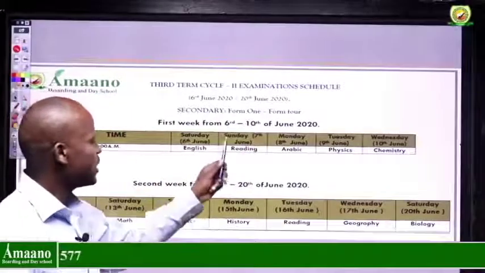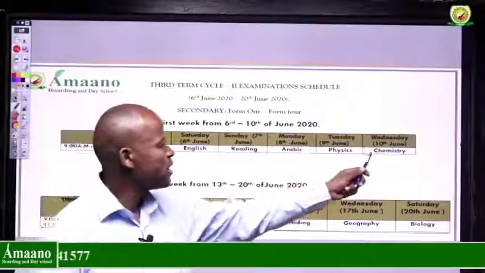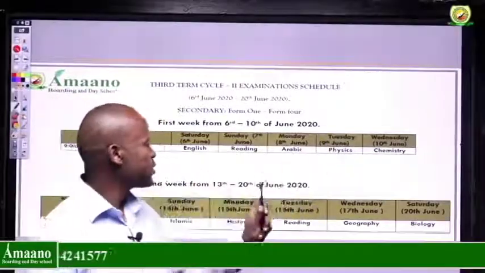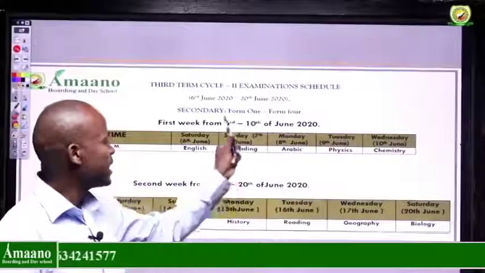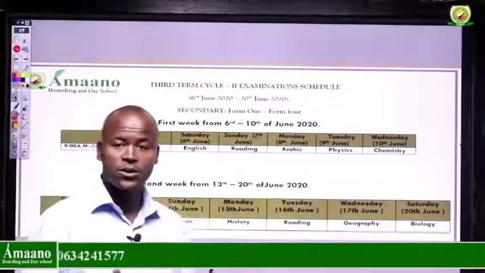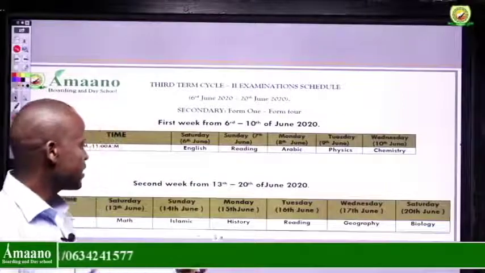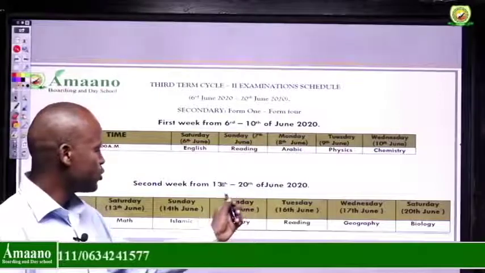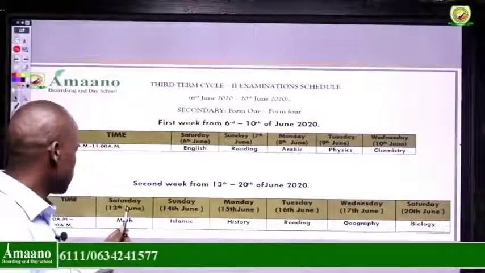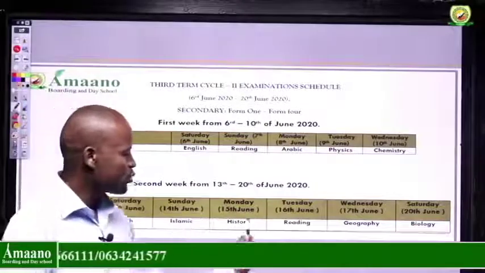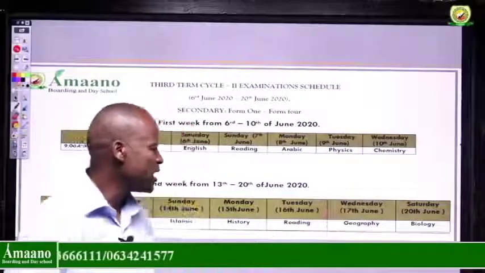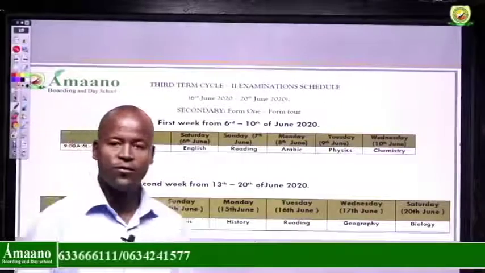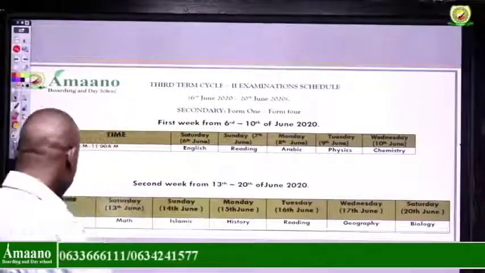So in the first week you'll be doing 4 exams: English, Arabic, physics and chemistry. Here you have been given 1 day, it says reading, that means revision day. And then in the second week of this exam, from 13th of June to 20th of June, you'll be doing math, Islamic, history, geography and biology. Again, 1 day here, Tuesday, you have been given as a day for revision or reading.